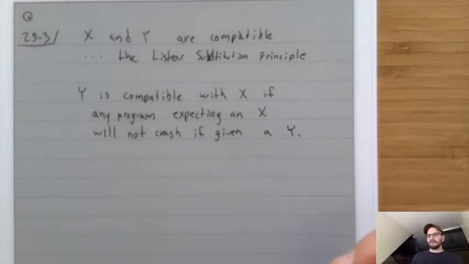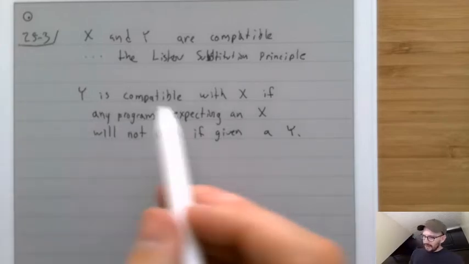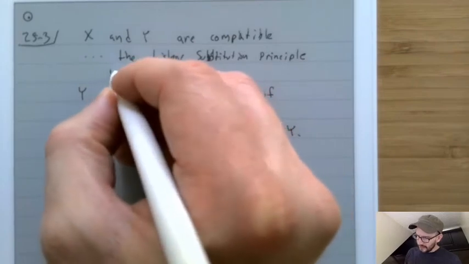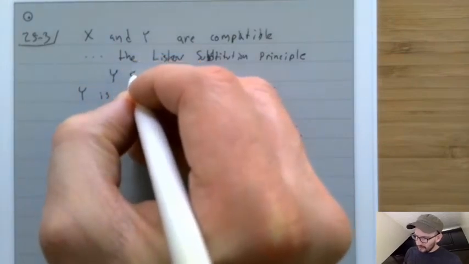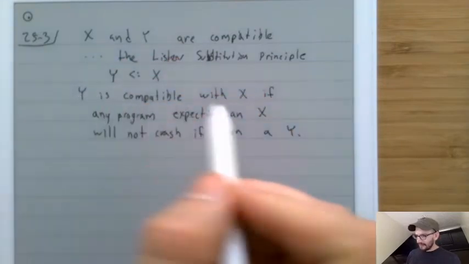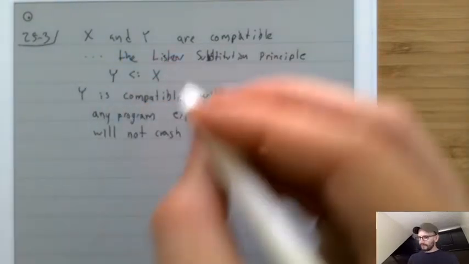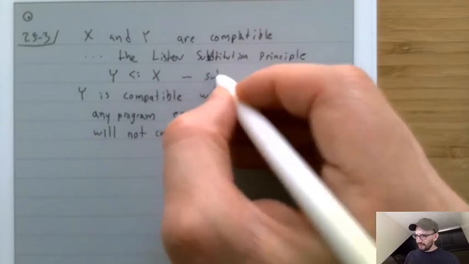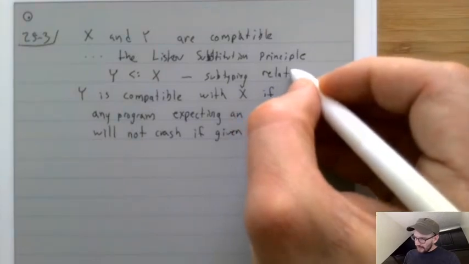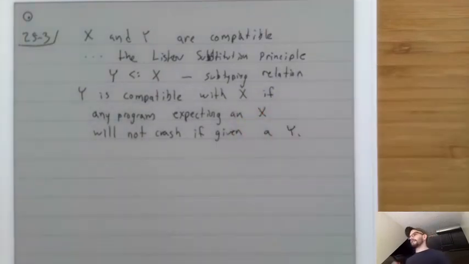Let's think about some real-world analogies to this. Notice that compatible with is like in a direction. So we're going to write it in this way. We're going to say Y <: X. So that is going to mean Y is compatible with X. This is called the subtyping relation.